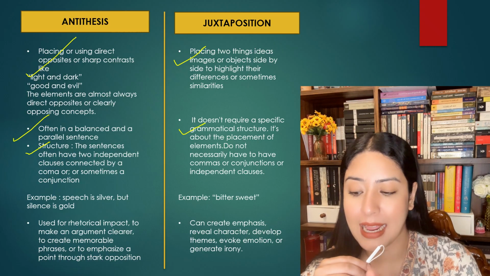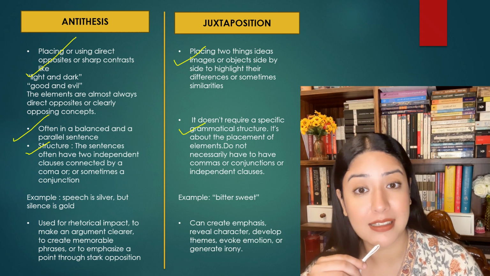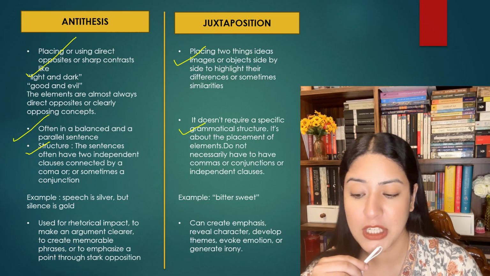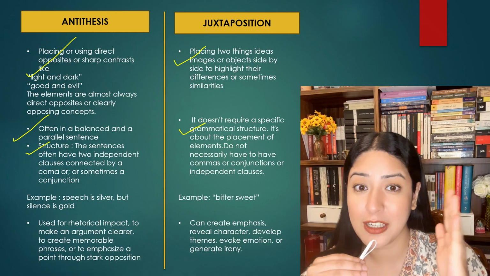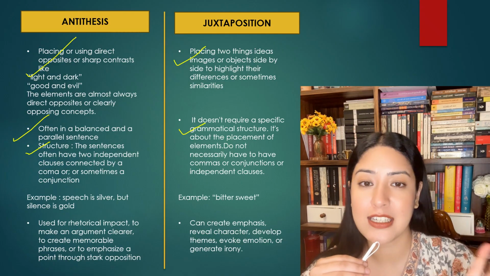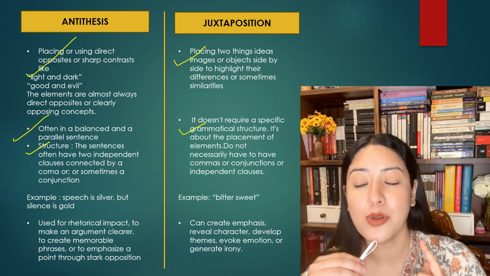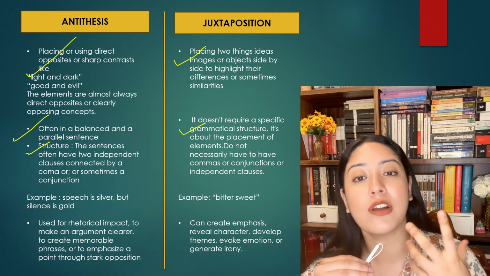It can be a comma and a conjunction. For example, speech is silver, but silence is gold. You're using the word "but" here, right? Speech is silver, comma, but silence is gold. So it's an opposite, a contrast, gold and silver, speech and silence, direct contrast, but it's a parallel grammatical structure. That's what we have to remember. So independent clauses connected by a comma or a conjunction.